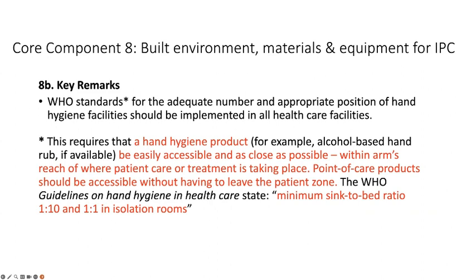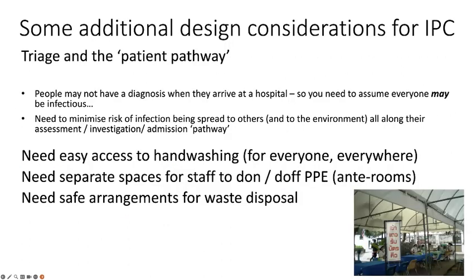And there is guidance about the minimum sink to bed ratio. It should be at least between 1 to 10, but ideally 1 to 1 in isolation rooms. Just some other design considerations for IPC.